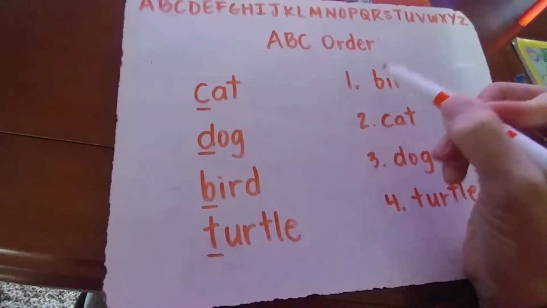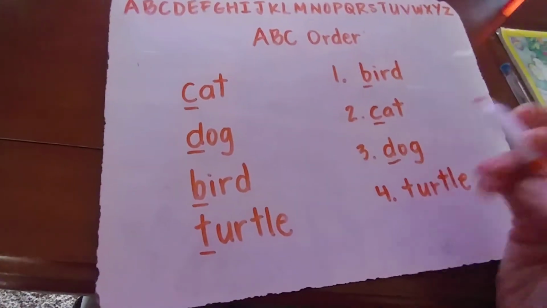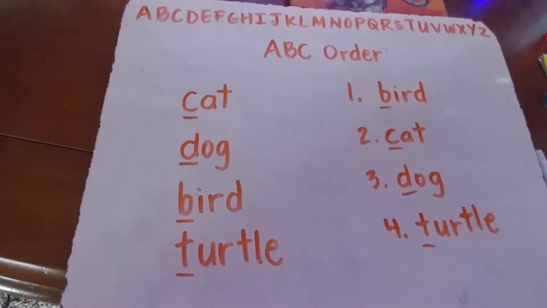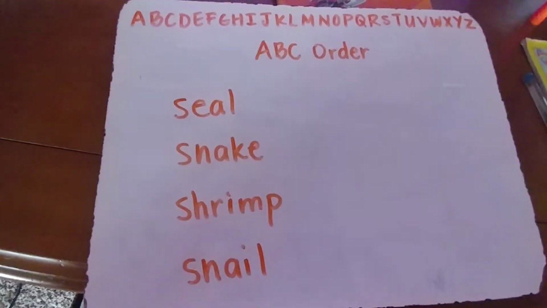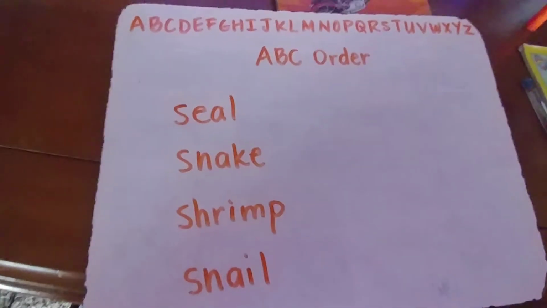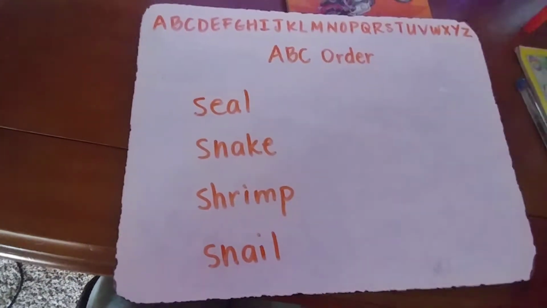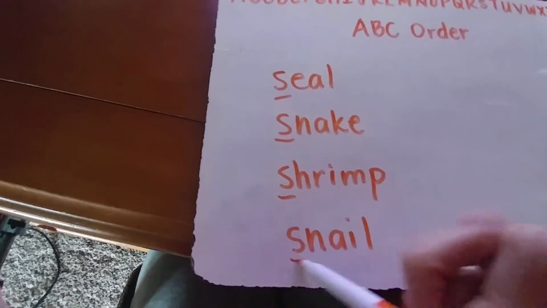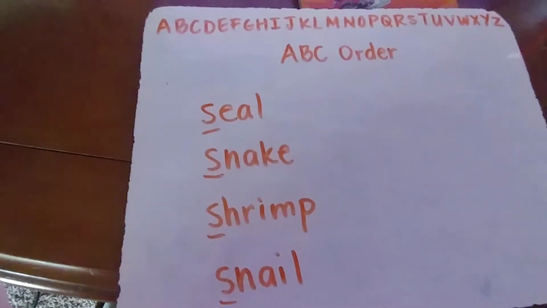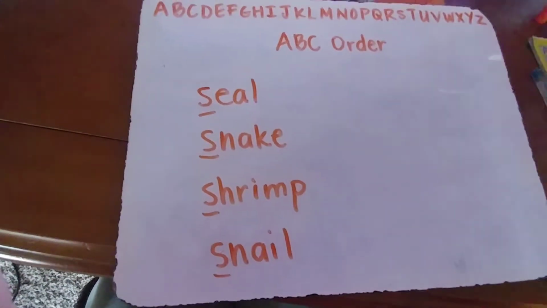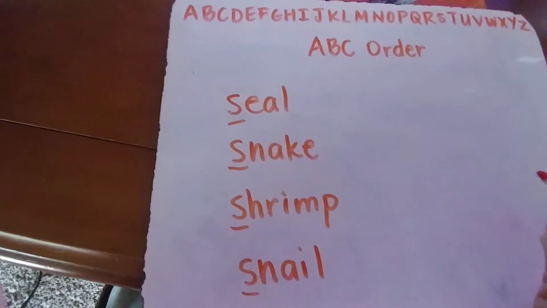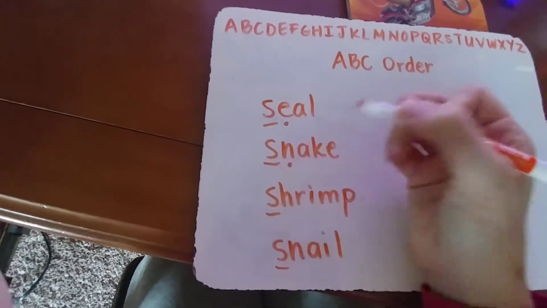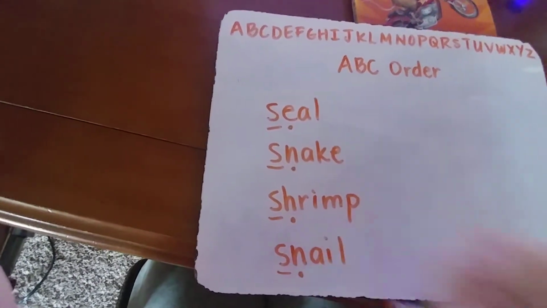Okay, so now the first letters are in order alphabetically. Now that one was pretty easy because they all started with a different letter. If you look at these words, you will notice that, hey, they all start with the same letter. They all start with S. So when words start with the same letter, then you have to look at the second letter. Okay, so it's called alphabetical order to the second letter. So I have S-E, I have S-N, I have S-H, and ooh, I have S-N again.